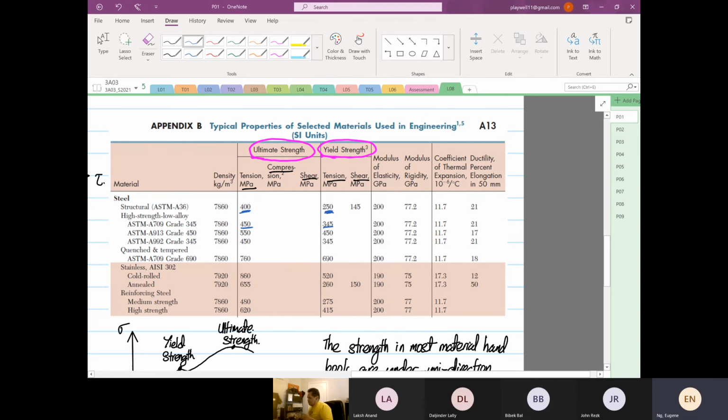If it's a ductile material, and by ductile I mean like steel, aluminum, titanium, use the yield strength. If you have brittle material like concrete, glass, for example, carbon fiber is pretty brittle, then you can use the ultimate strength. Are we clear? Okay.